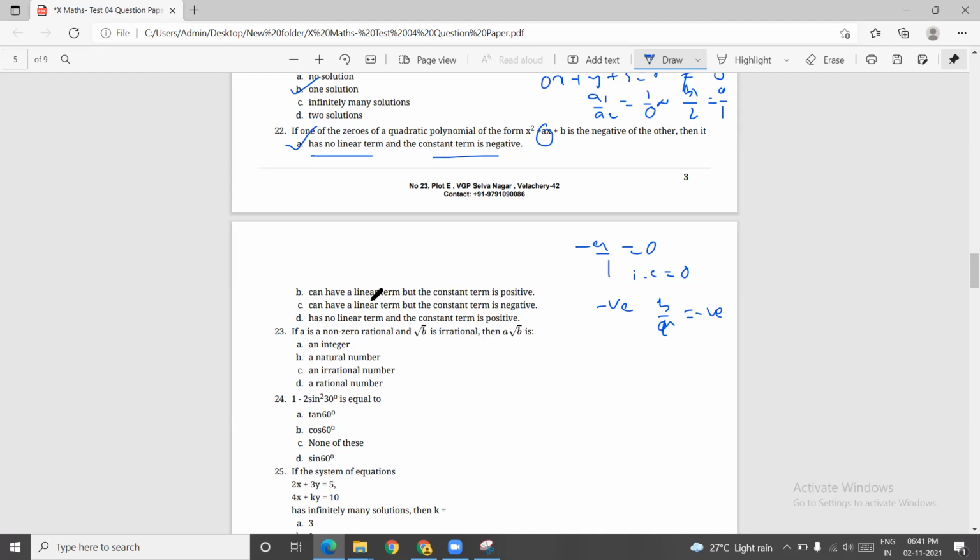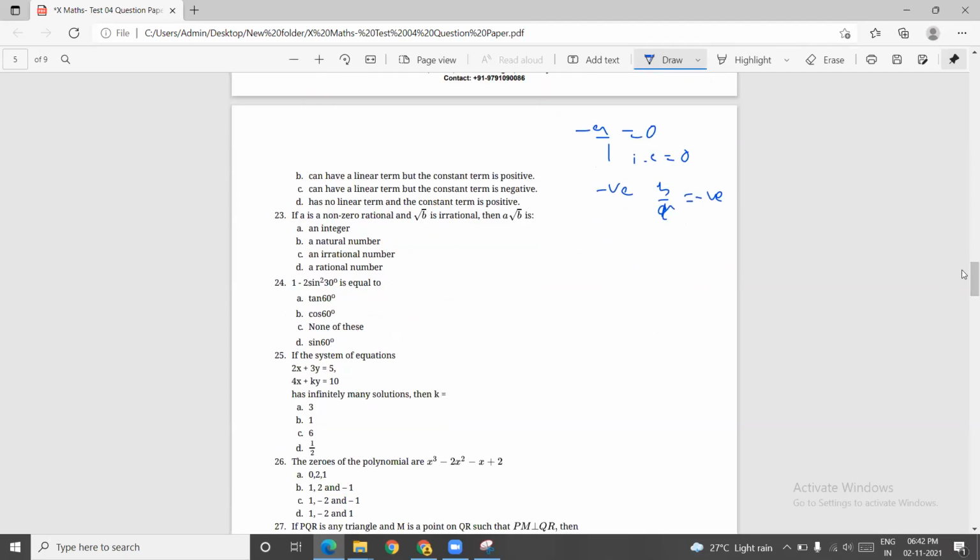Answer A. Can I have a linear term? No. Has no linear term and the constant term is positive. So constant term positive means product is coming positive. But according to this, if one zero is positive, one zero is negative, the product is negative. So no linear term and the constant term is negative. So the first option is the answer.